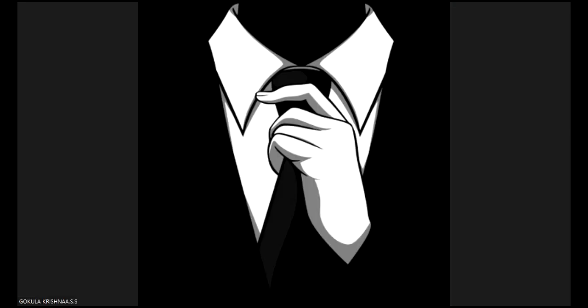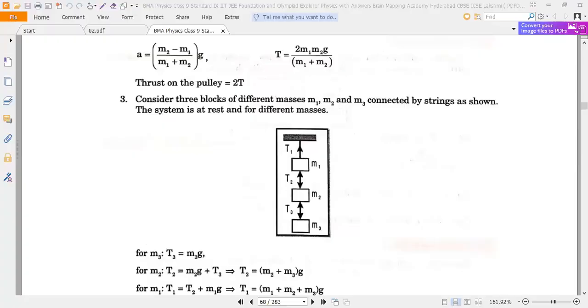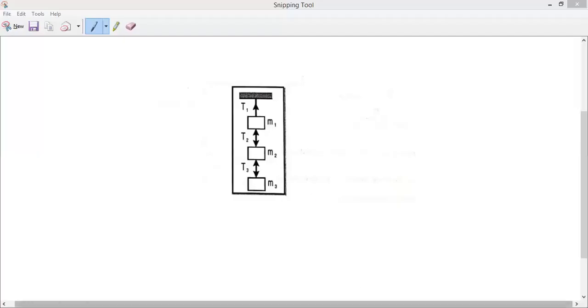Or else, next, the third case. All of you write the third case. Now you can see, this is what you wrote down. This is case number three.